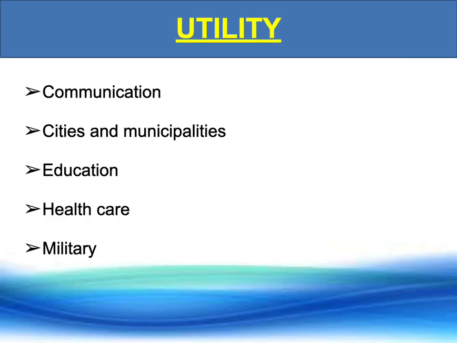Wireless mesh networks find their utility in a number of areas. The main area is communication. After that, cities and municipalities can also use them. Education is a main component where wireless mesh networks can play a major role. Healthcare and military are other major and most significant areas where wireless mesh networks can be used immensely for the benefit of society.